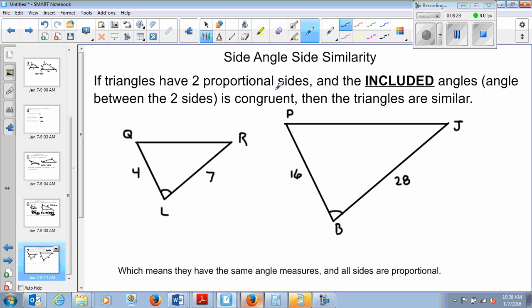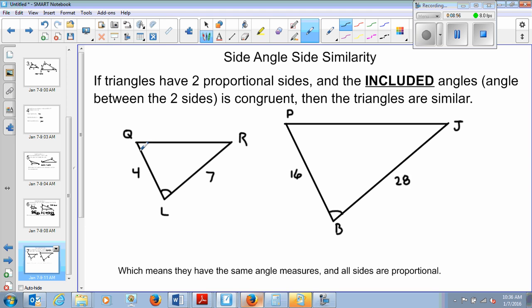The last way that we can prove triangles are similar is side angle side similarity, which is a little different. It says if triangles have two proportional sides, so we only need two this time, and the included angles, the angle between the two sides, is congruent, then the triangles are similar. So here we have two side measurements. We have 4 and 7 in this triangle, 16 and 28 in this triangle, and it's important that it is the included angle, which means the one between them.